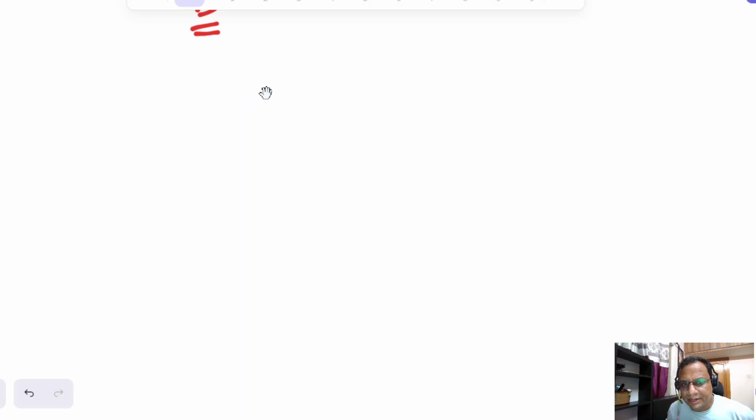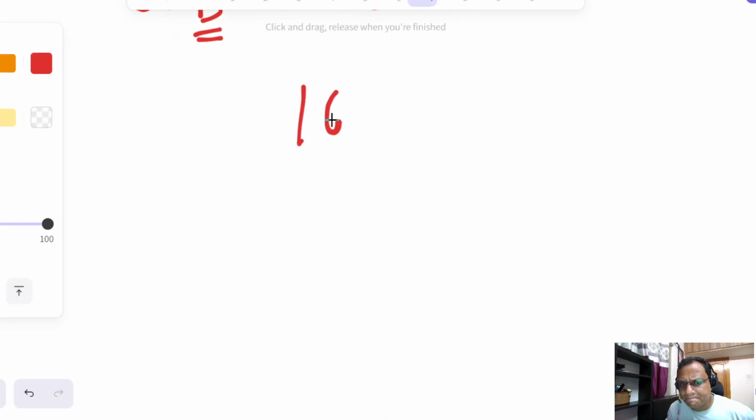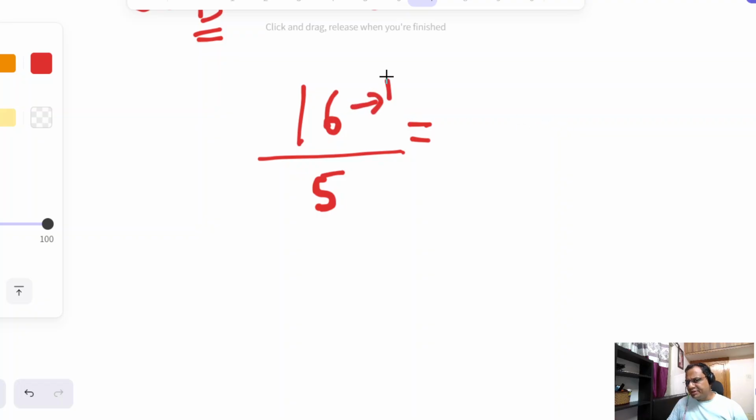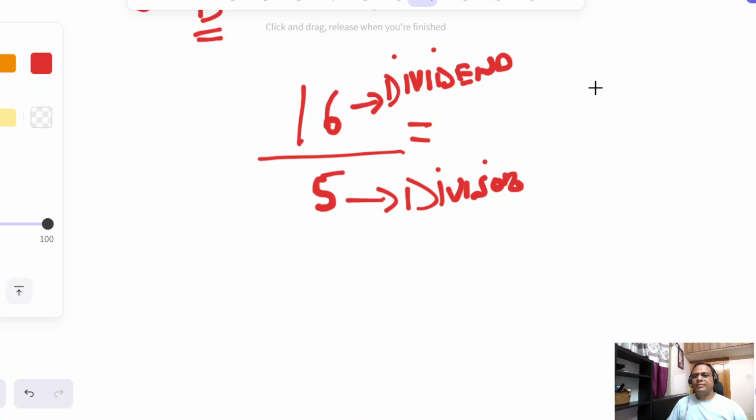So let me take 16 over 5. How will we convert this improper fraction to a mixed fraction? Again, the same thing as I told you: the numerator will be the dividend, and 5 will be the divisor. Dividend means the one which comes inside this.